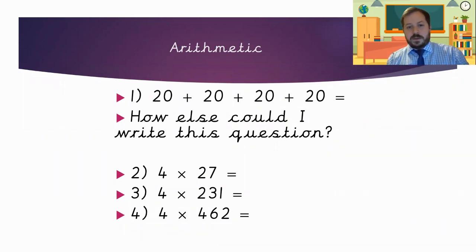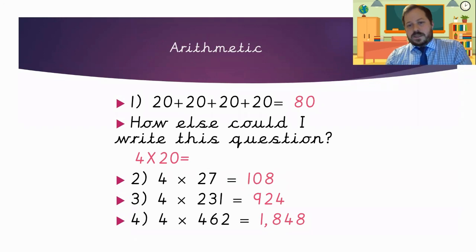The first one is 20 plus 20 plus 20 plus 20. Then how else can I write this question? What's another way of writing the same thing? Then have a go at numbers 2, 3, and 4. And again, you can use any method you like in order to answer these. Pause now and have a go.